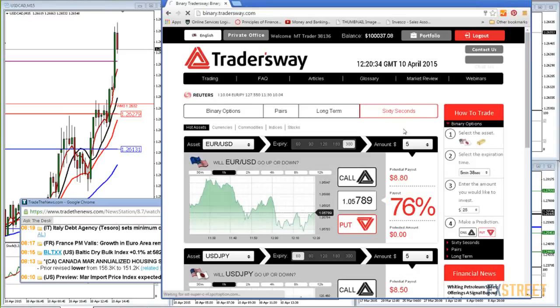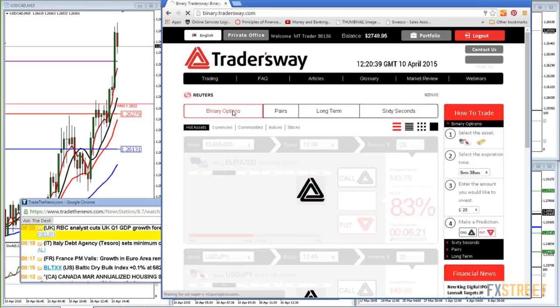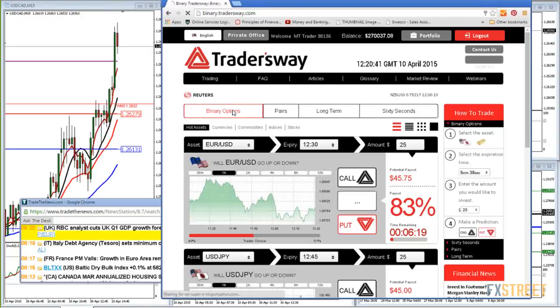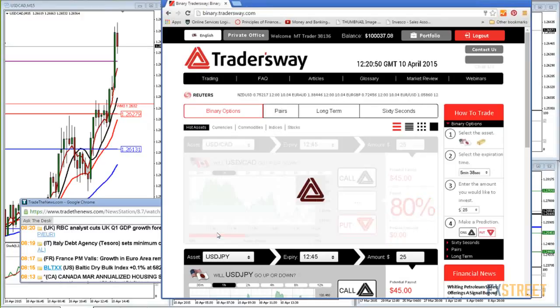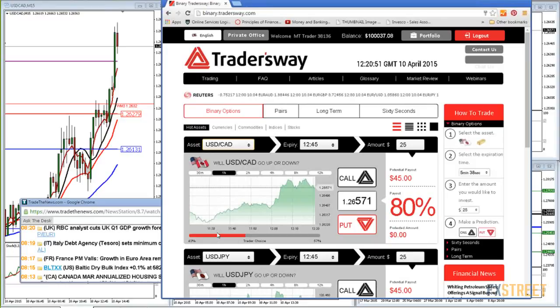What I tend to prefer is I just go to a regular binary. I go to a regular old binary and just have it expire within a half an hour. That's my typical MO, somewhere between 15 minutes and a half an hour. So this one would be much more typical.